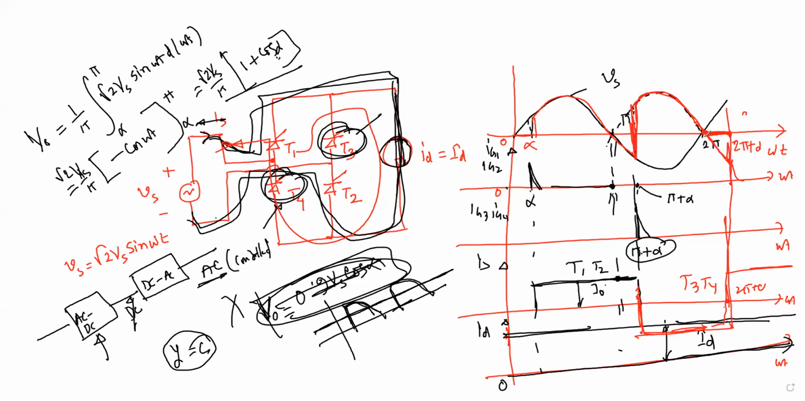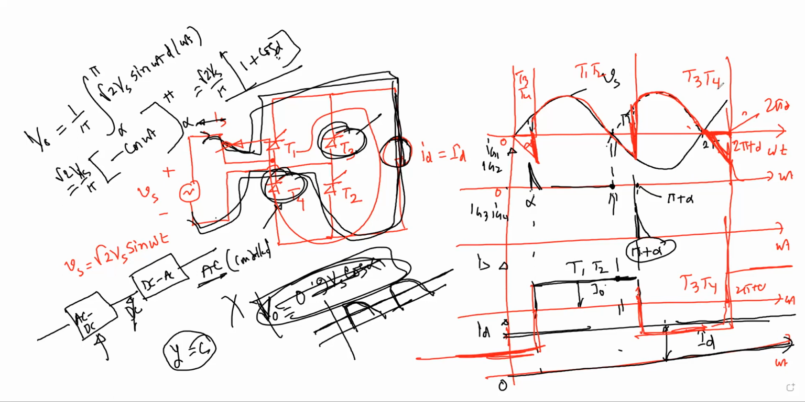Yes, sir. So we see that from 2π to 2π plus alpha, the output voltage is this one. Of course here also we will get the output voltage this one. And for this period, who will be conducting? T3 and T4. So here T3 and T4, and here T1 and T2, and again here T3 and T4. You understand it or not? Yes, sir. We understand, sir.